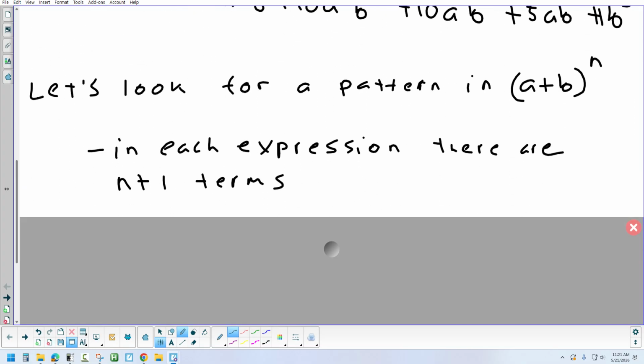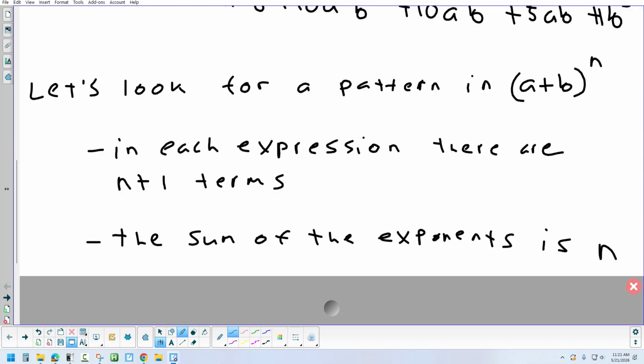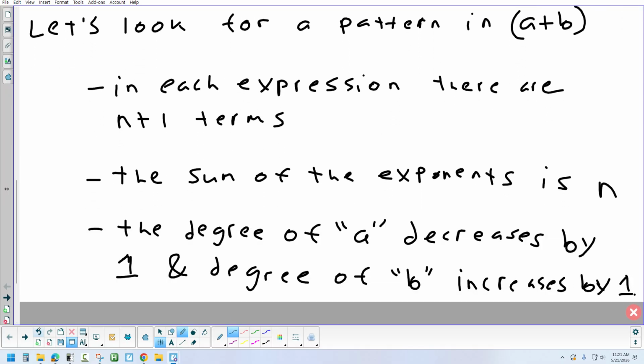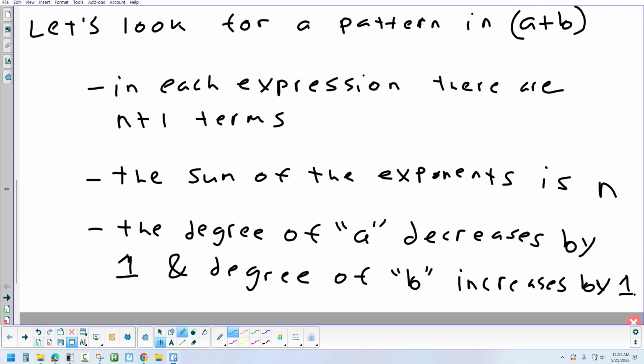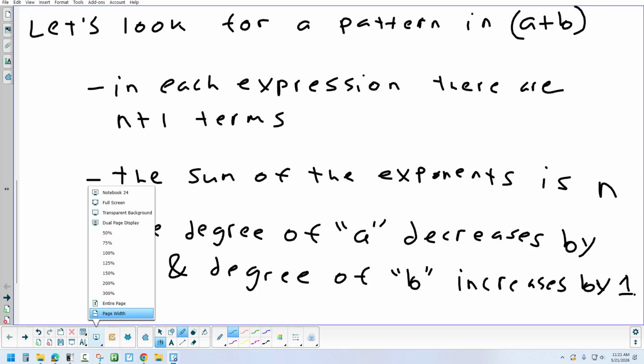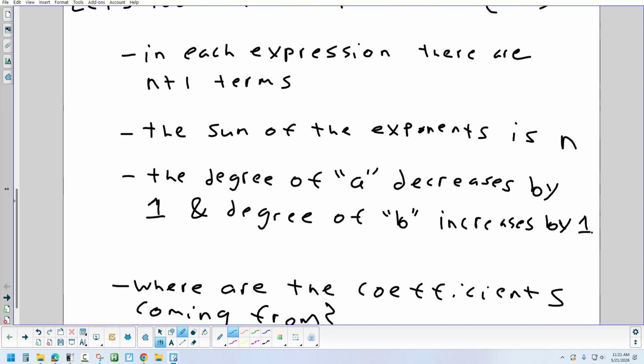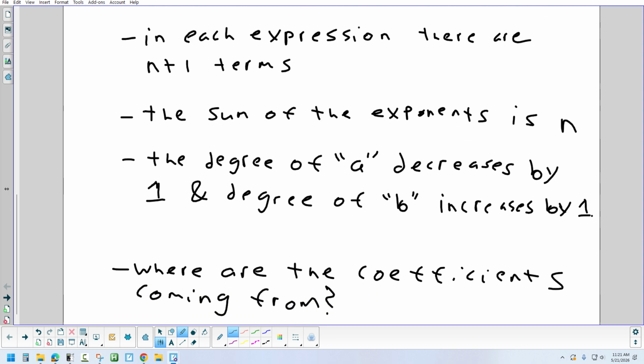We said this one. Each expression has 1 more term than the power. The sum of the exponents always adds up to the power. That was the first thing we said. The exponent on A was going down by 1, B was going up by 1. And the last thing we figured out, where are the coefficients in the triangle? Where are they coming from? They are coming from Pascal's triangle.